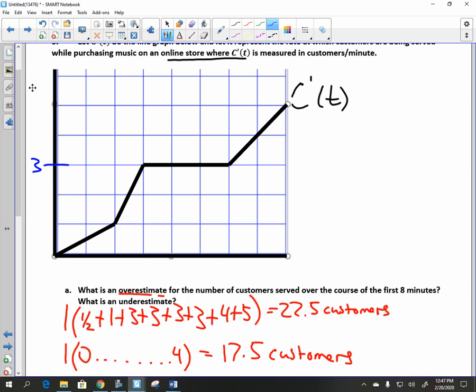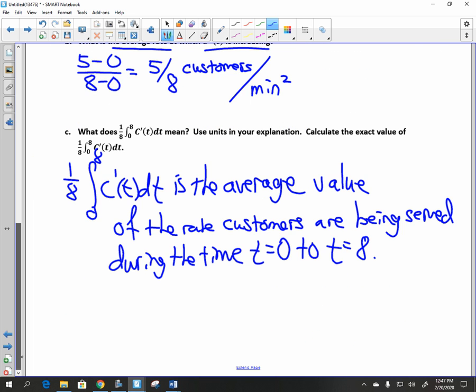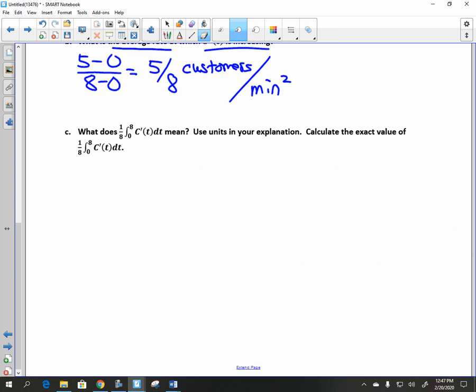Everybody see how she kind of just eyeballed that and said 3? Anybody want to take a stab, say, I think it's higher or lower? You're thinking it's lower, maybe like 2.5 or something? Well, we can actually figure that out. How do we figure it out? We do this integration right here and calculate the exact value. So let's do it.